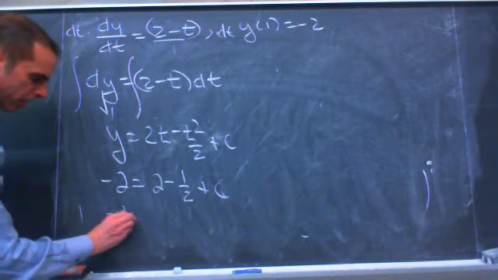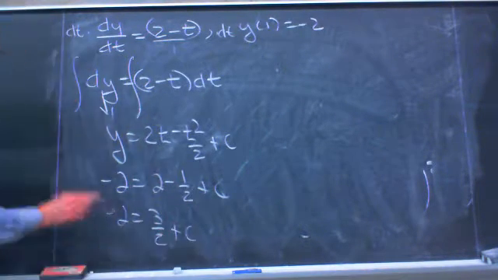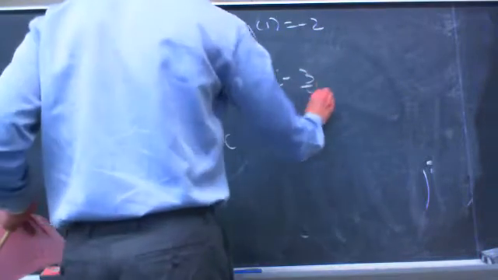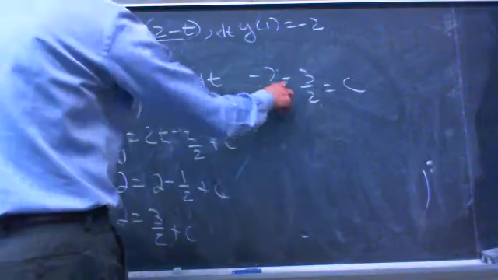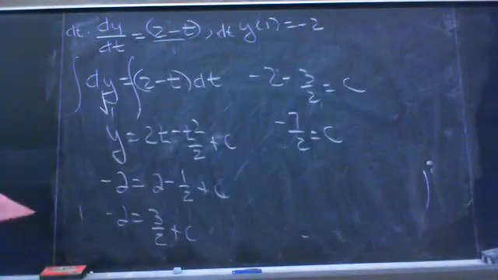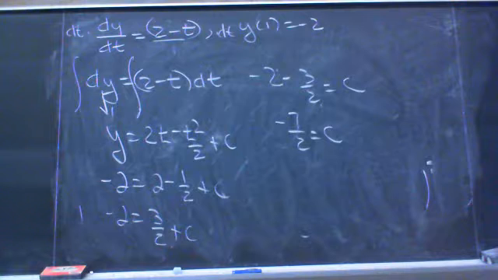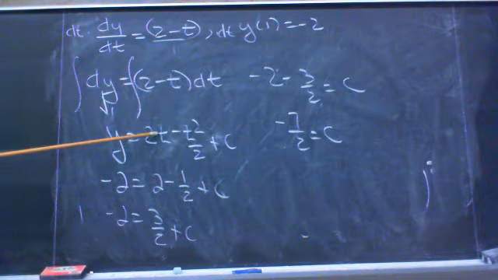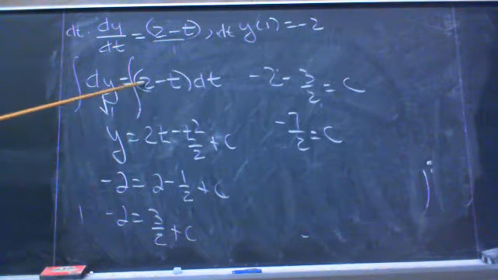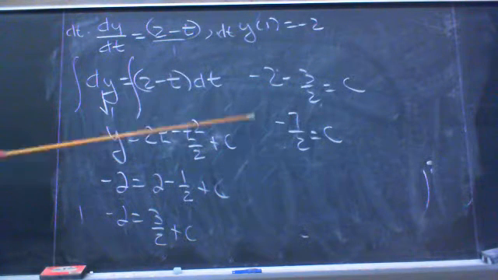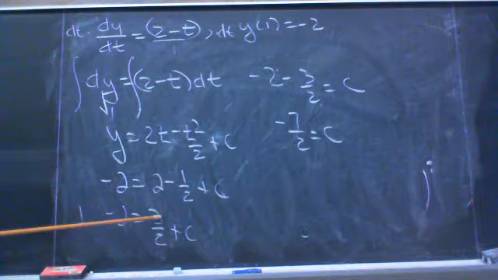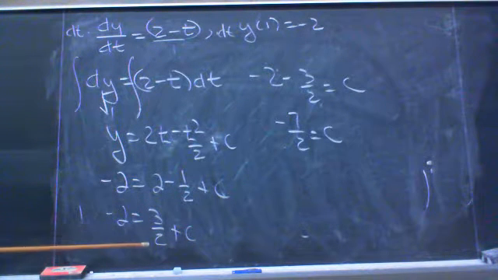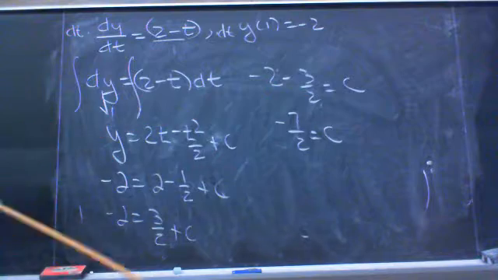So it'd be 2 minus 1/2 plus c. That's 4 minus 1 is 3/2. Subtract the 3/2, so -2 minus 3/2 equals c. -4 minus 3 is -7/2 is c. So c seems to be -7/2. If I did everything correctly, this is 2t, and t is 1. I just want to double check. So this is y, 2t minus t squared over 2 plus c. T is 1, 2 minus 1/2 is 3/2 plus c. And then subtract the 3/2 over, we get -7/2.